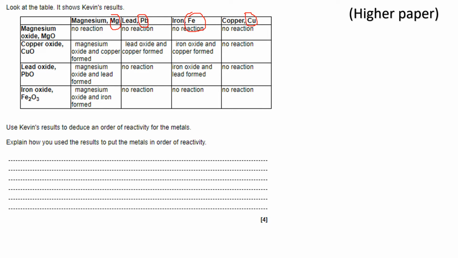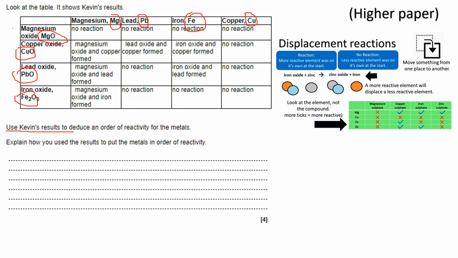And on this side, I've got the compounds. I've got magnesium oxide. I've got copper oxide. I've got lead oxide. And I've got iron oxide. So they're my compounds. Those are my elements. You know what's going to happen, don't you? So it says use Kevin's results to deduce an order of reactivity for the metals. Okay, so I'm looking at displacement reactions. Now that word deduce means to come to a conclusion about, to create an order, to figure it out.